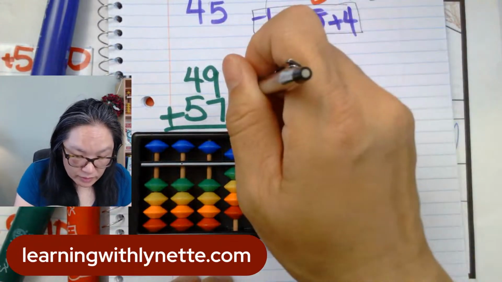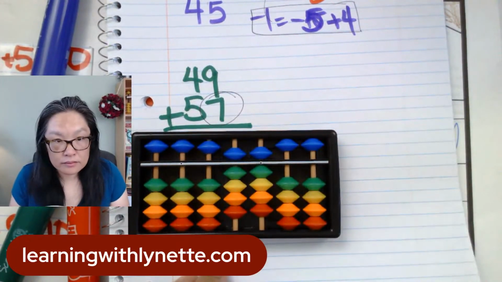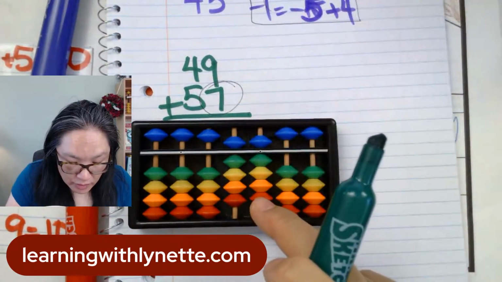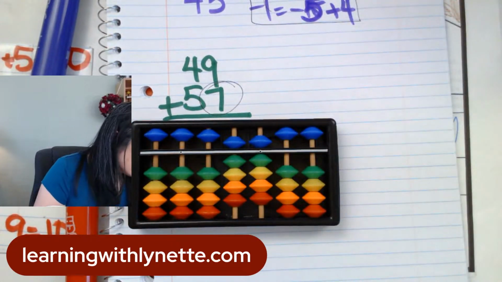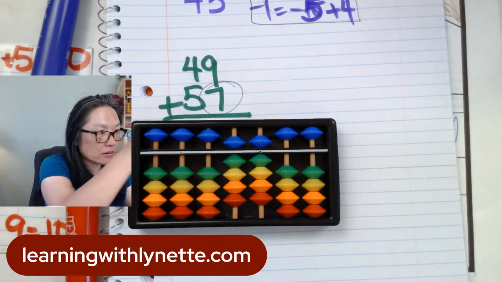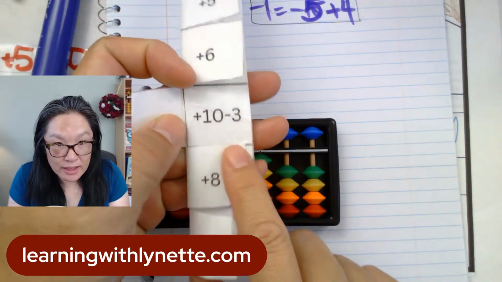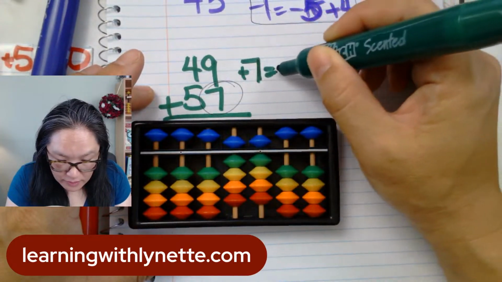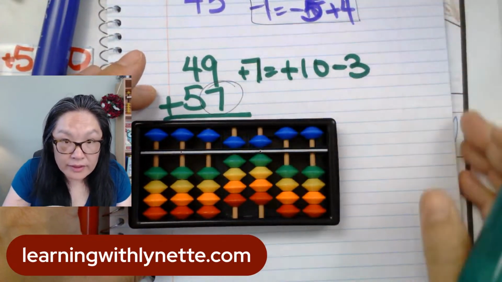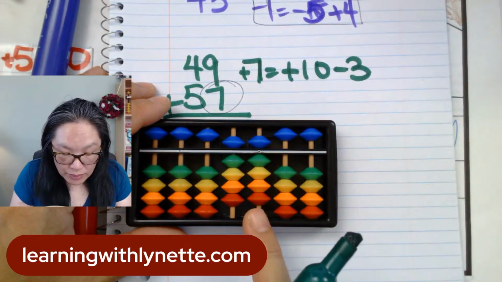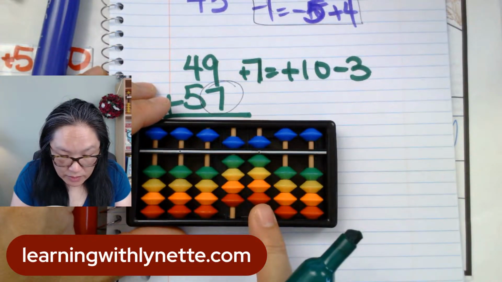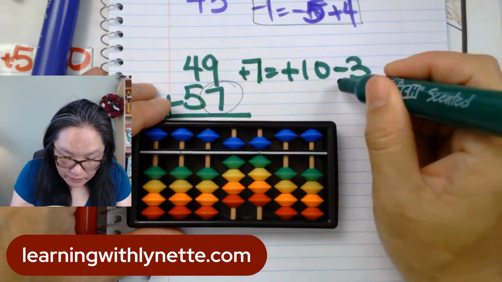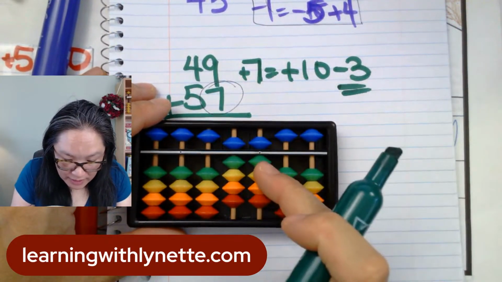So now what are we doing? This one, right? So we know what to do. Plus 7 is what? Plus 7 is plus the 10 minus the 3. So we're going to plus the 7 is equal to plus the 10 minus 3. Plus the 10, 1, 0, minus the 3. Can we take away the 3? Yes, we can take away the 3. So we're done with that. We take away the 3.